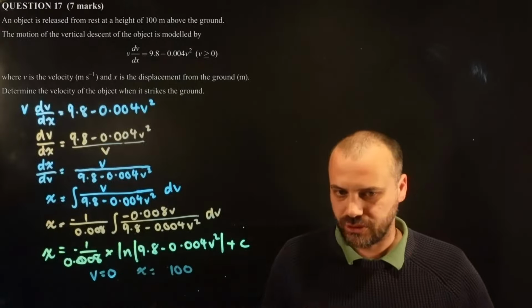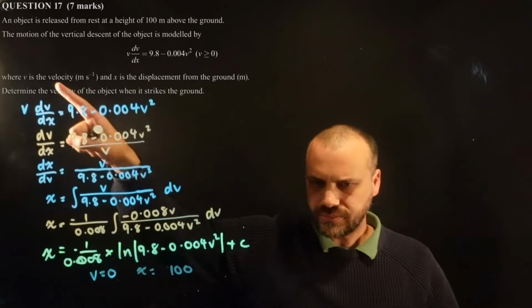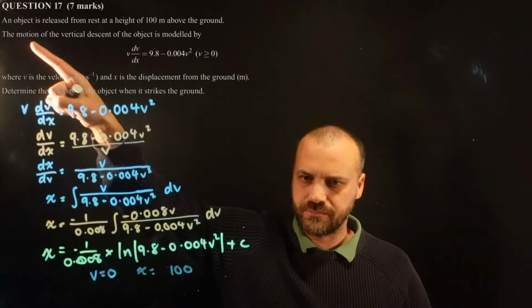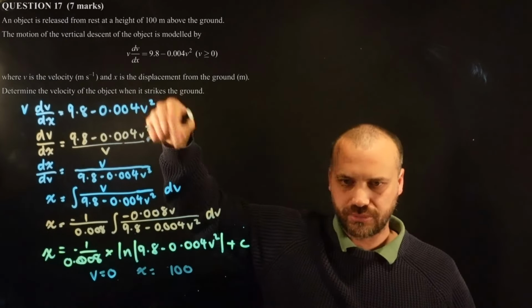And this was wrong. Now, why was it wrong? Let's look here. We have this phrase, the motion of the vertical descent of the object.